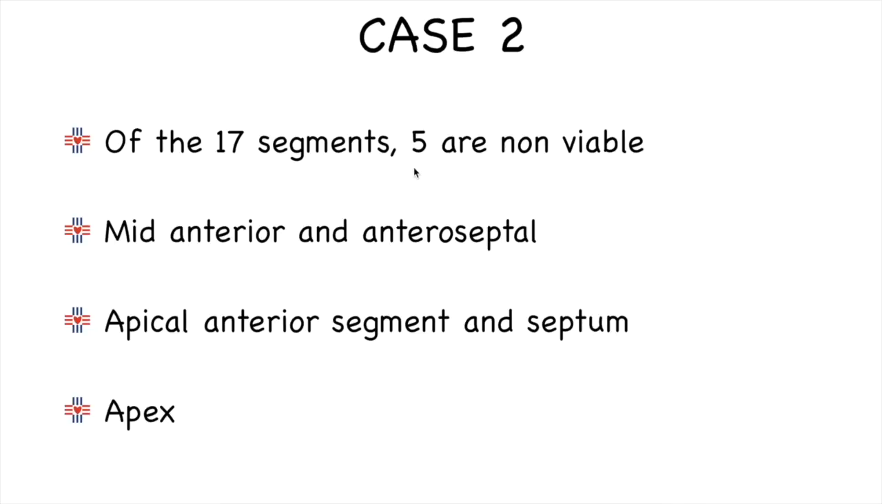In our report, we would say that of the 17 segments, 5 are non-viable: the mid-anterior and anteroseptal segment, the apical anterior segment and septum, and remember the apex, which was also thinned out and akinetic, is non-viable. This can be seen in a 4-chamber or a 2-chamber delayed enhancement image, which I have not demonstrated in this case.